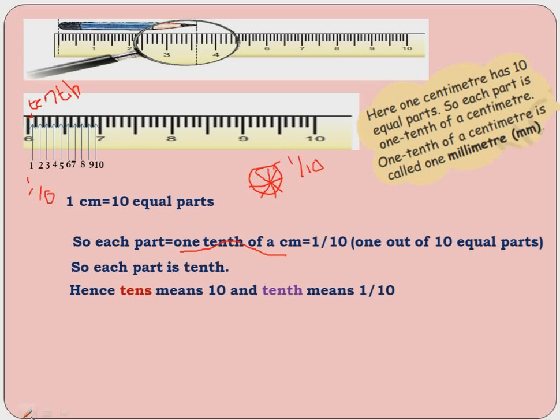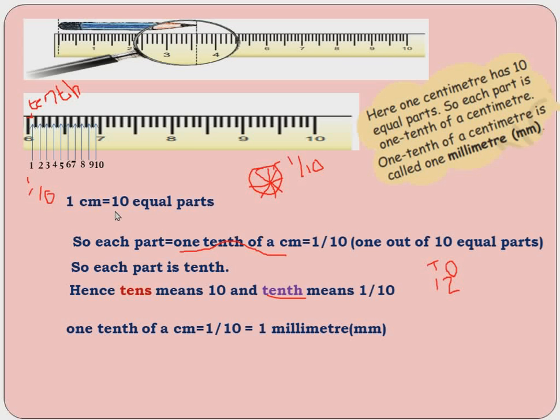So both have a huge difference. Understood? What is tens and what is this? We learnt ones, tens and all. So if a number 12 is there, this is the ones place and this is the tens place. Yes or no? Whereas tenth means 1 by 10. That is 1 out of the 10 parts is called a tenth. So tens is different and tenth is totally different.